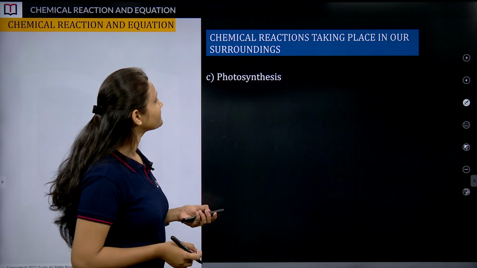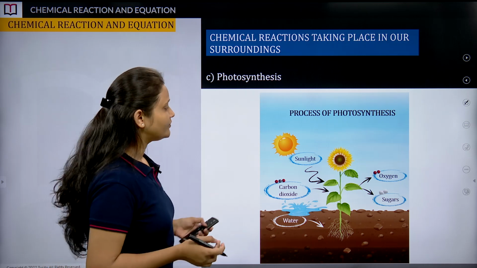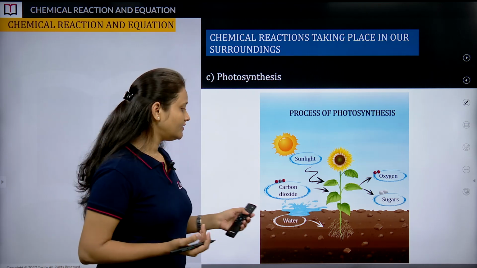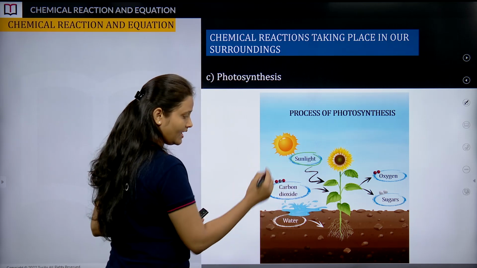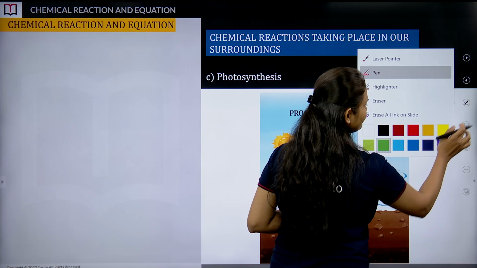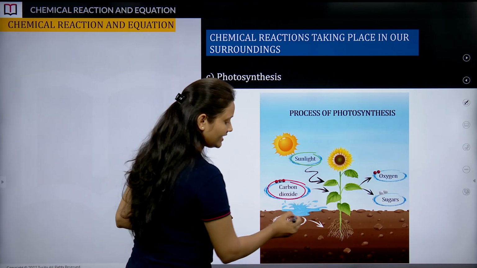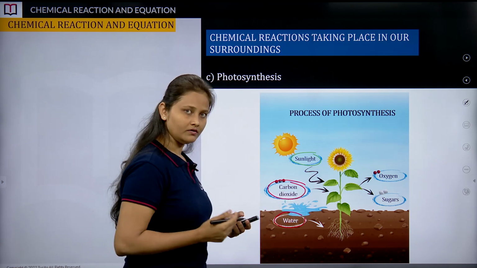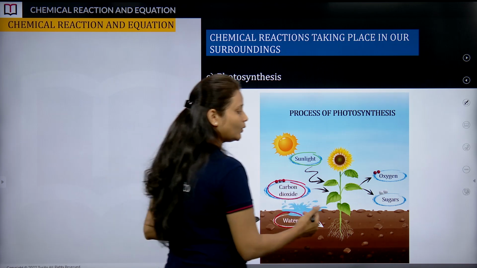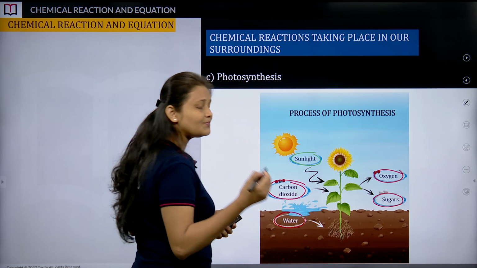Moving ahead, yes, photosynthesis. In plants also we have seen some chemical changes. See what happens in the presence of sunlight. Plants generally, with the help of carbon dioxide and water, utilize these two essential things, and they are going to give sugar and oxygen molecules as products.